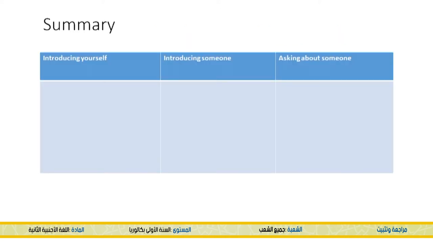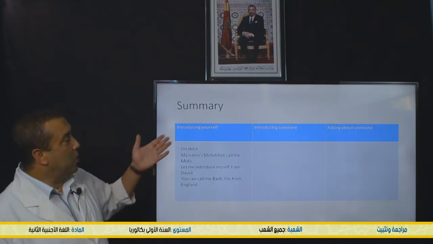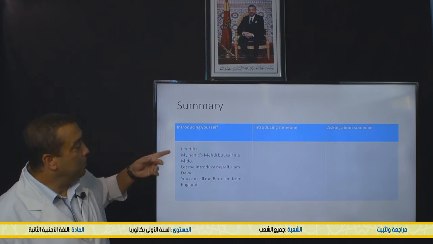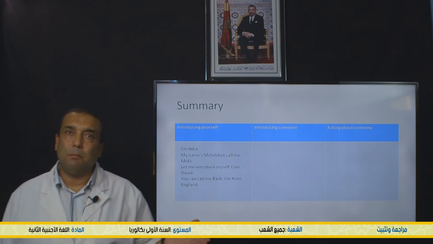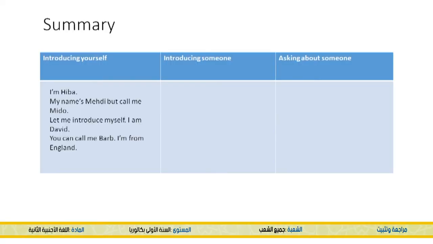Now, let me sum up what we have done up to the time being. When we introduce ourselves, we use statements like, I'm Hiba, for example. I'm Robert. I'm David. Whatever your name is. My name is Mehdi, but call me Midu, right? Midu is a nickname. I'm sure that you know what a nickname means, right? Let me introduce myself. I'm David, for example. We can say also, you can call me Barb. I'm from England. So this is how you can introduce yourself.